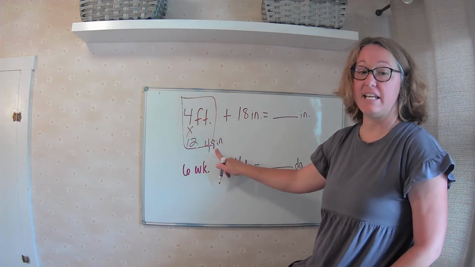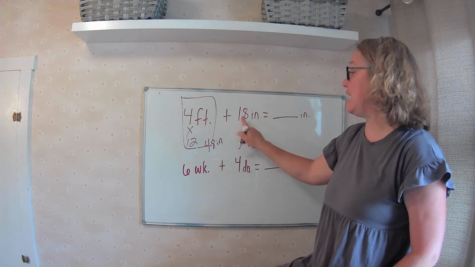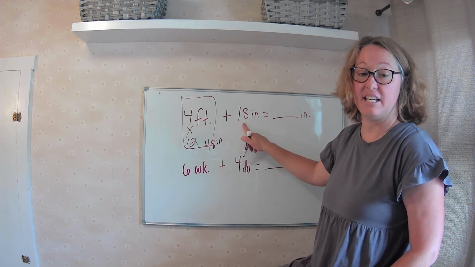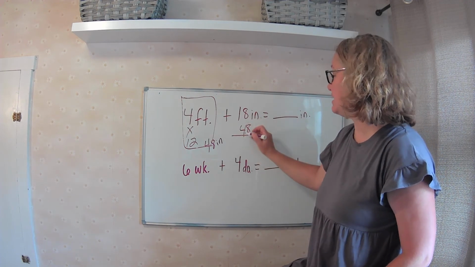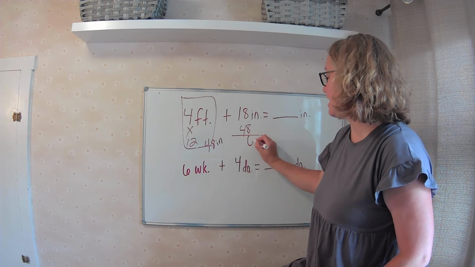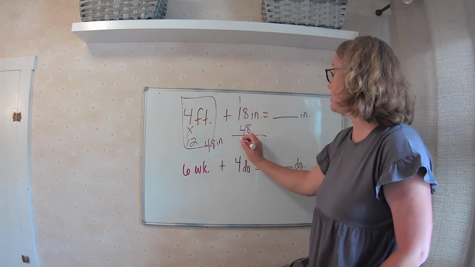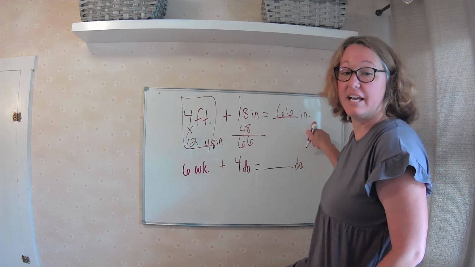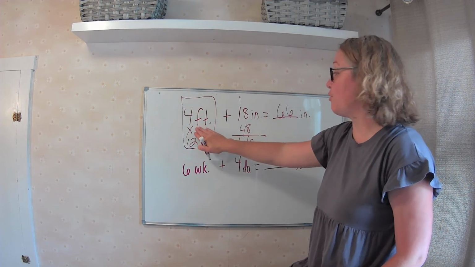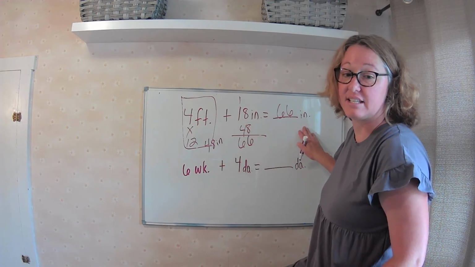But 48 inches is not my final answer because I need to add the 18 inches here. So now I do 48 plus the 18. 8 plus 8 is 16. Carry a 1. 1 plus 1 is 2, plus 4 is 6. My final answer is 66 inches. So if someone said I have 4 feet and 18 inches, total inches is 66 inches.